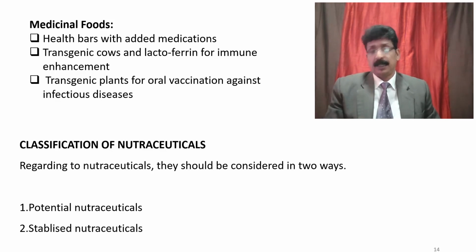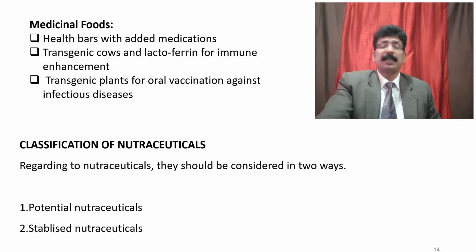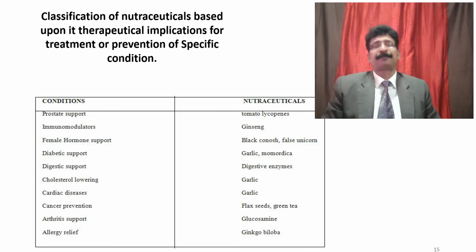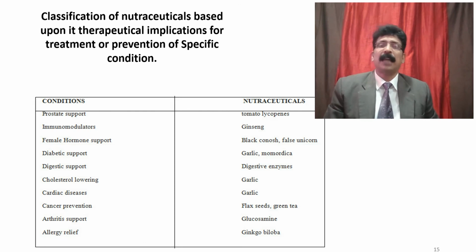That is potential nutraceuticals and stabilized nutraceuticals. So, classification of nutraceuticals based upon the therapeutic implication, that means what is the therapeutic implication for treatment or prevention of specific conditions. Like you can see prostate support, prostate gland enlargement. Prostate support in men usually having problems in the prostate gland, that is tomato lycopenes.